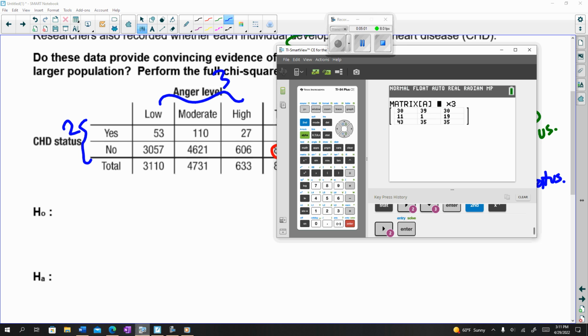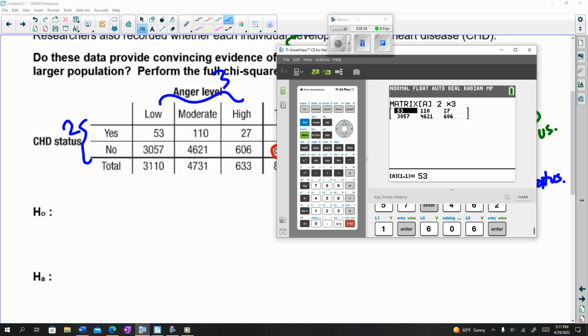So when we go to our calculator, we're going to do edit for matrix A. You're going to hit 2 by 3, hitting enter on the number 2 and 3, and it will change your matrix. Then you're going to put in the yes row first, 53, 110, and 27, and then the no, 3057, 4621, and 606.